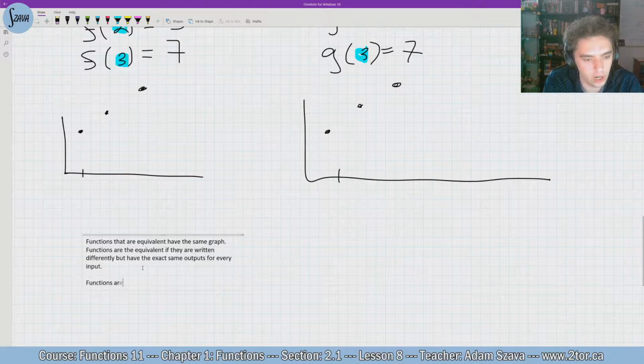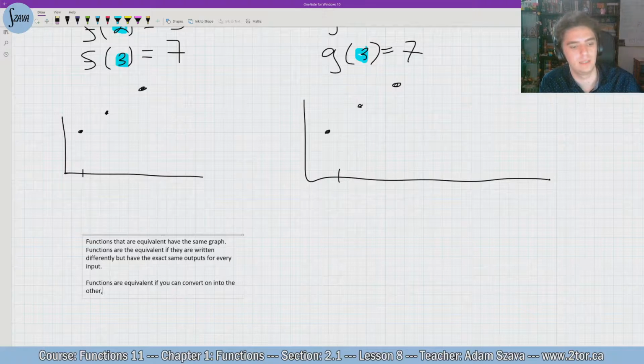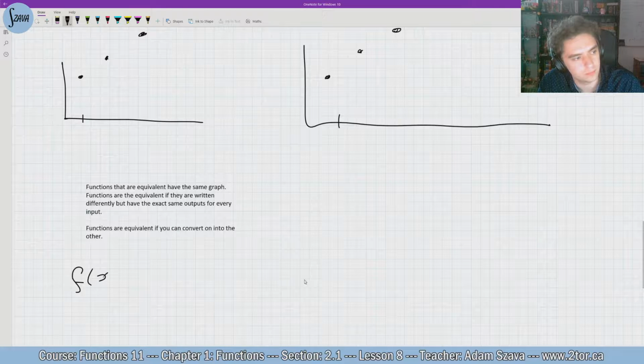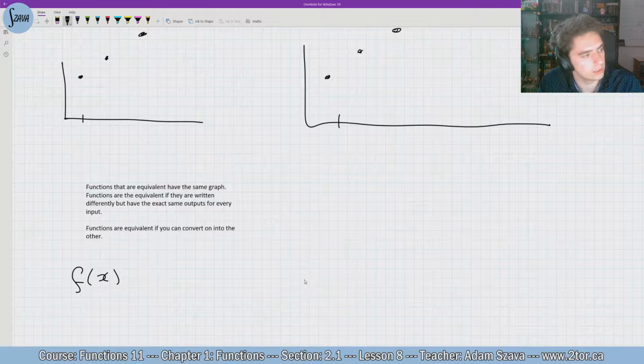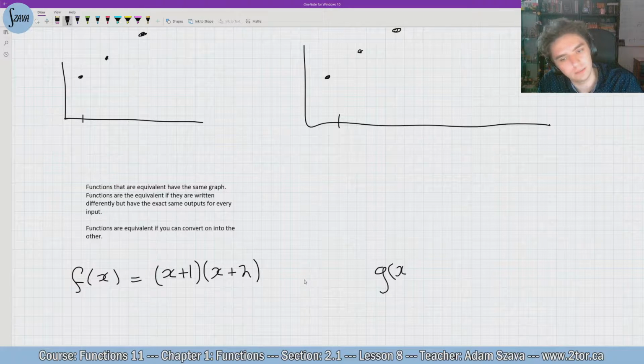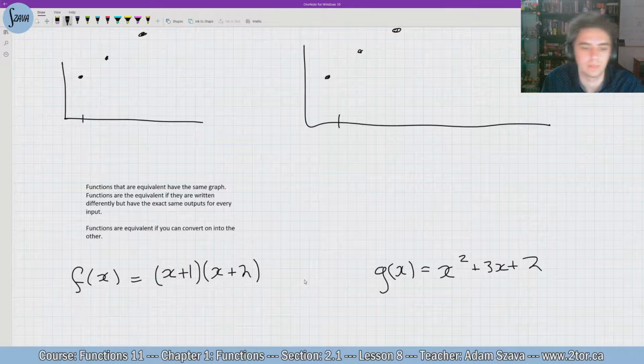And functions are equivalent if you can convert one into the other. For example, the two functions, should I do the one that's on the screen here? Yes, I should. f of x equals (x plus 1)(x plus 2), and g of x equals x squared plus 3x plus 2.